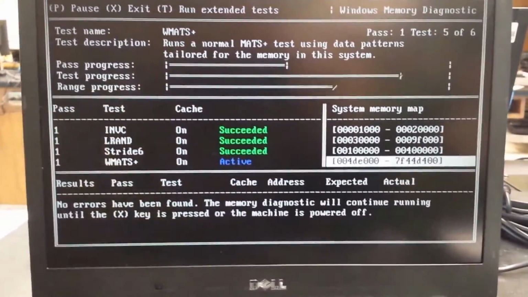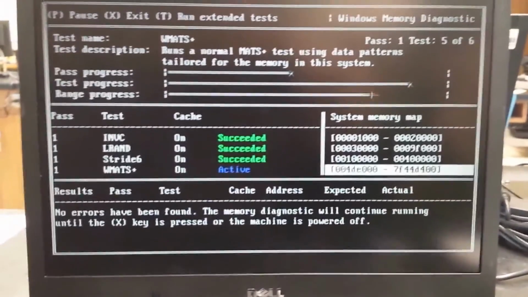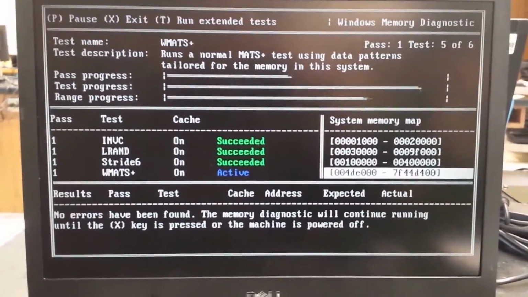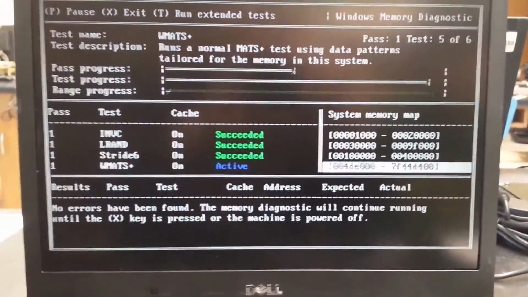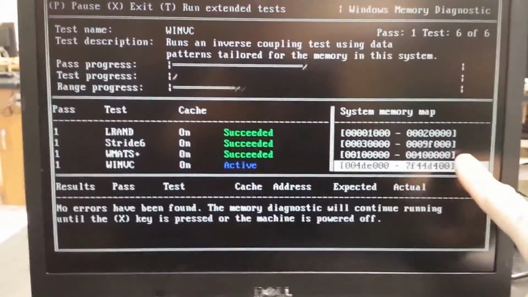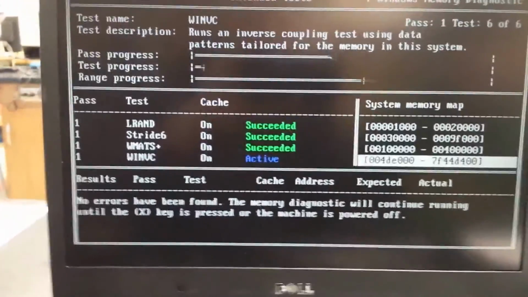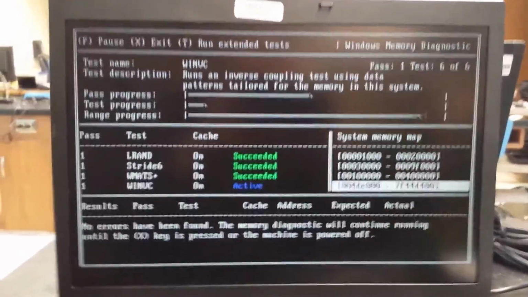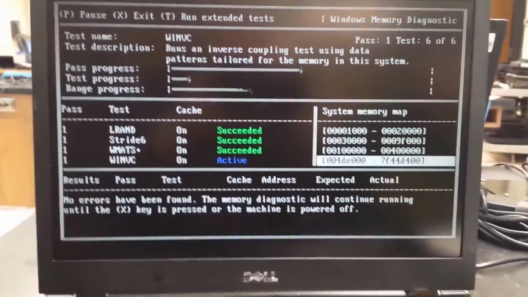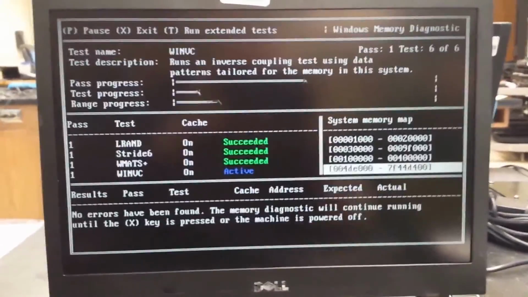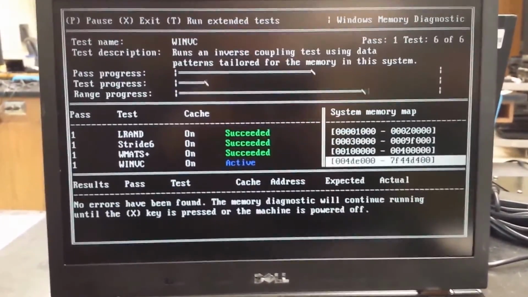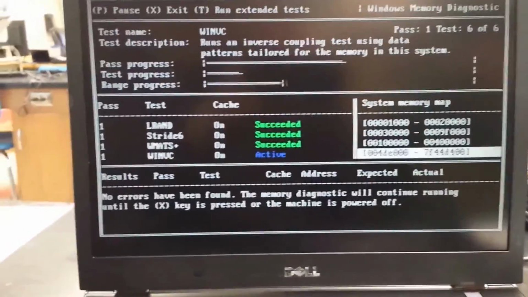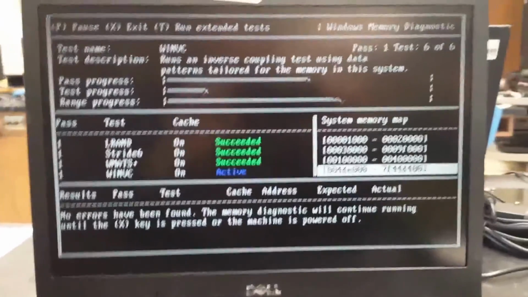You can see it says succeeded in green down there, active in blue, and it will say failed in red. The other thing you'll see early on, if it's going to fail, is right here where it says system memory map. You'll see stuff scrolling by there at an amazing rate of speed. If you see stuff just going by, it's probably going to fail. If I send you out to test one that we think is bad, I have to change your BIOS, you're going to want to do the full test.